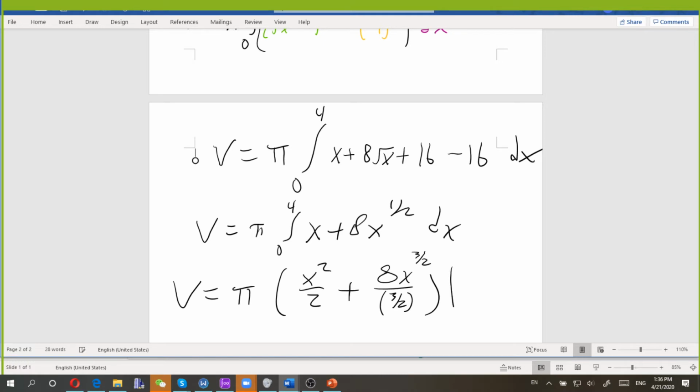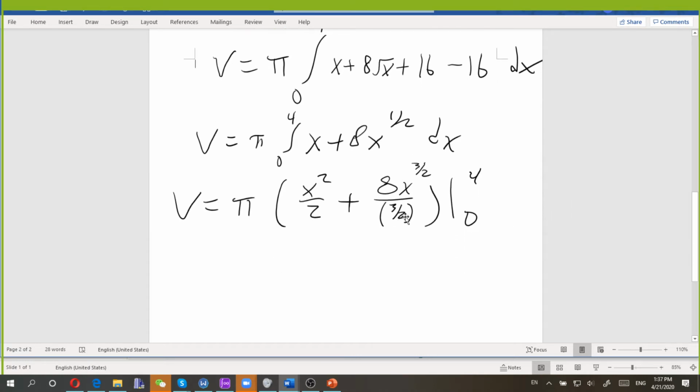So before I plug in my bounds, we'll do that. If I flip this and multiply, what will this term become in front of the x to the 3/2 power? 2 times 2 over 3. So that'll be 16 thirds x to the 3 halves power. Okay, so I've got pi times x squared over 2 plus 16 x to the 3 halves over 3 from 0 to 4.